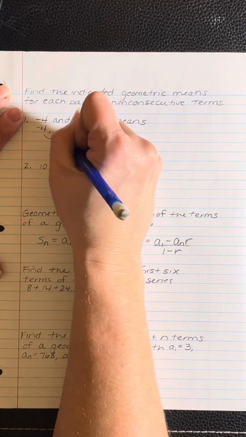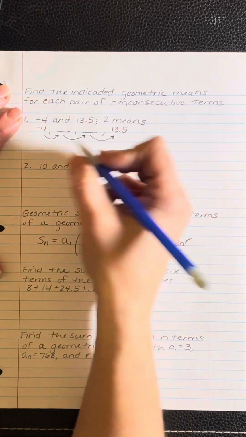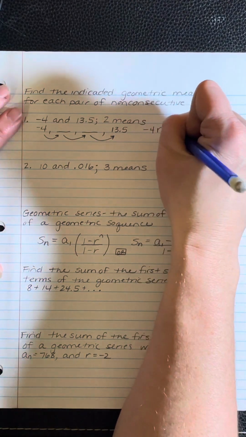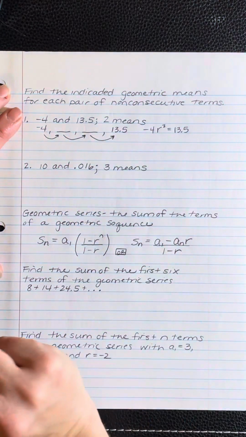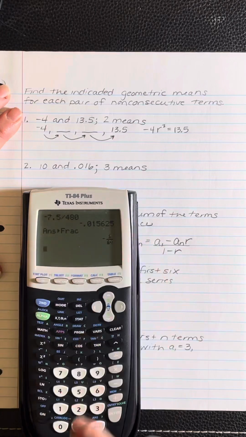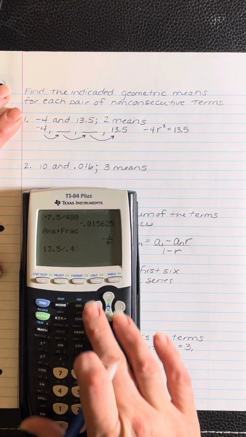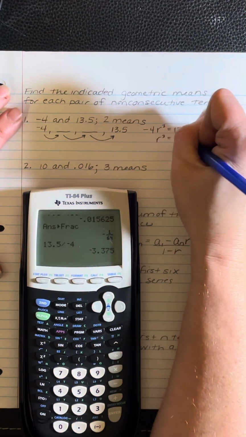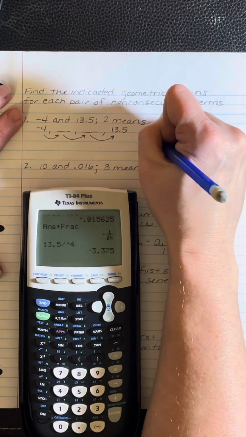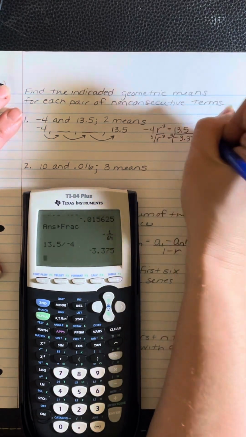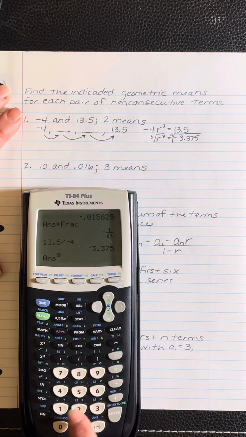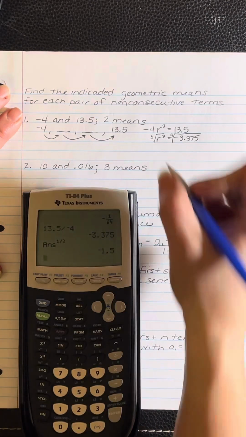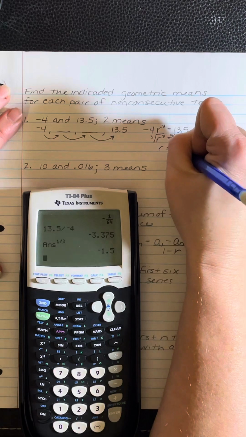So I'm taking and multiplying by r, and by r. So negative 4 times r cubed equals 13.5. So it's almost the same as the last one. So I divide by negative 4, and r cubed equals negative 3.375. And then I take the cube root of both sides. The cube root is the same as the 1/3 power. So r is equal to negative 1.5.